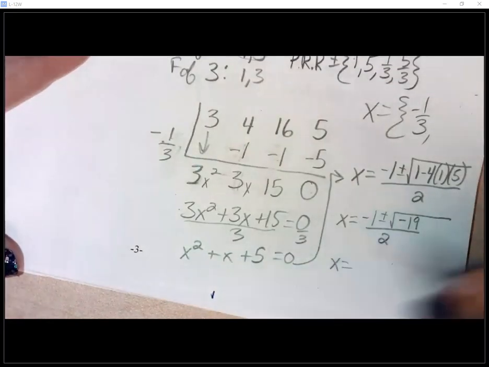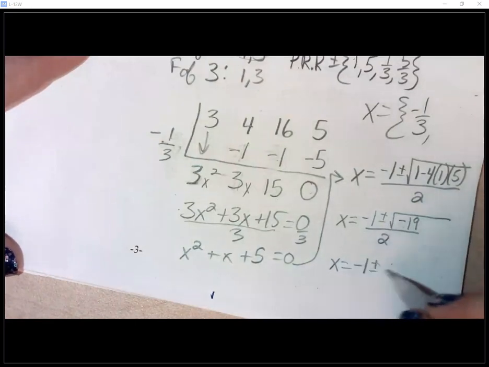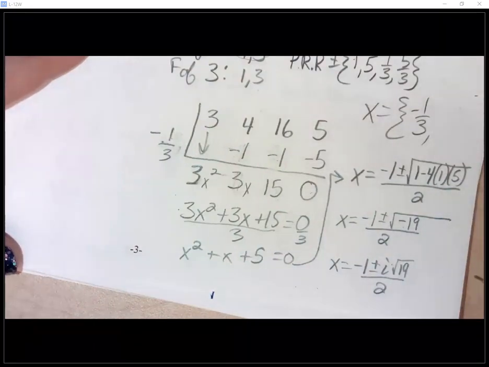Notice I got a negative under the square root, so that's got to come out. So I get -1 plus or minus i root 19, over 2. And there are my remaining 2 answers, which makes sense because according to the imaginary root theorem, if you have an imaginary solution, which I do, it never comes to the party alone. It always brings its conjugate pair. And it did.